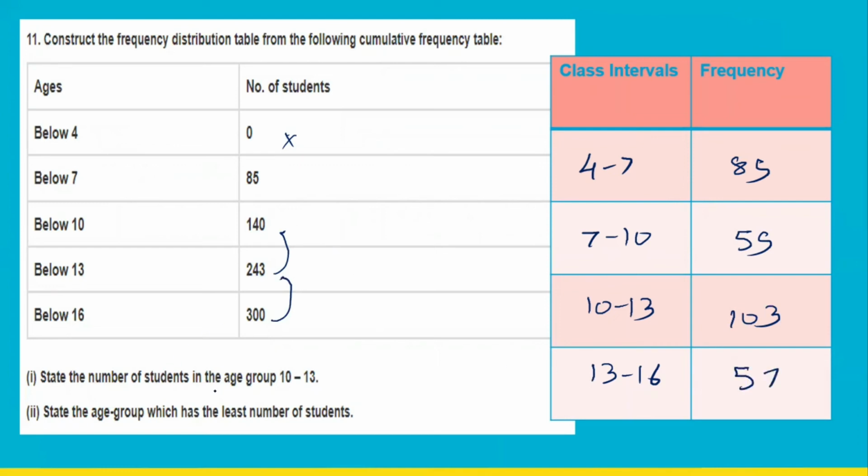State the number of students in the age group 10 to 13. So it is 103, the answer for this. State the age group which has the least number of students. So when you look at the least number of students, this is the one. So it is the 7 to 10 years age group. There are the least number of students.